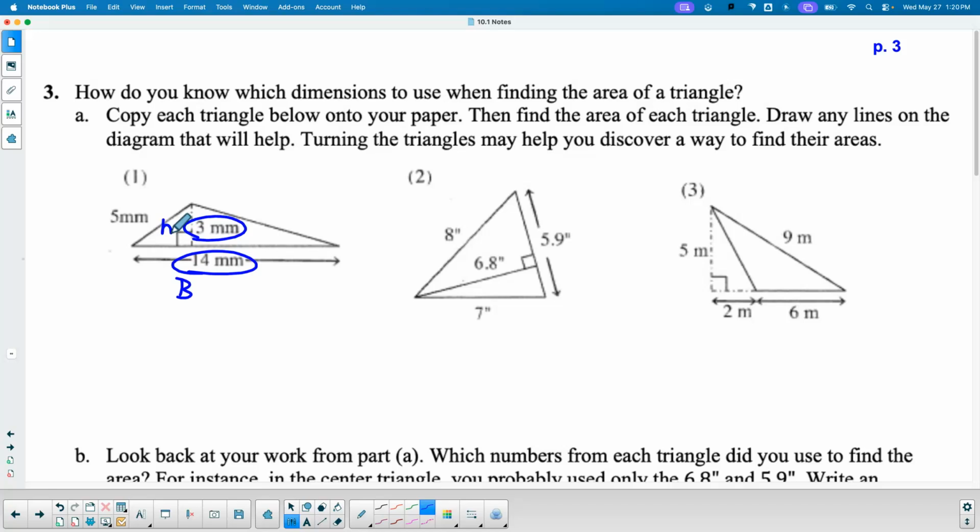In number 2, what would be the base? Which of those dimensions is the base? 5.9 is the base. You are correct. If 5.9 is the base, which is the height? 6.8 is the height. Yep. Because it's perpendicular.